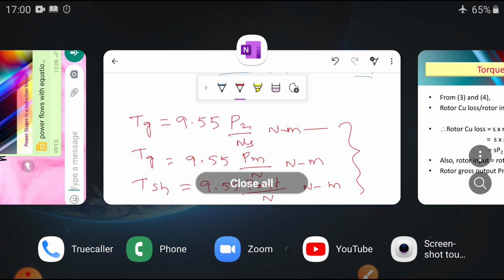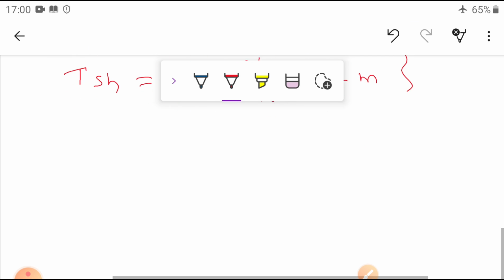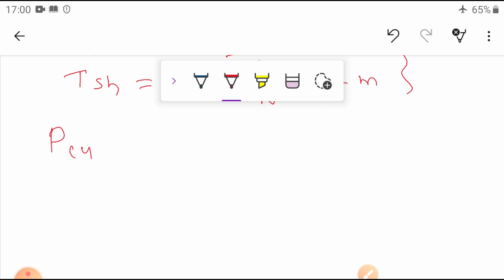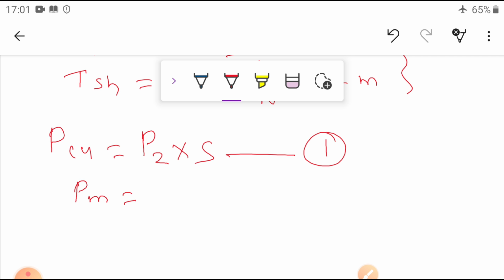I will go on writing the different equations. As we know, the copper loss of the rotor is equal to the rotor input into slip; that we have derived. Now I want the relation between rotor input and copper losses. Rotor output I require, that is Pm. Pm is equal to P2 minus copper loss.